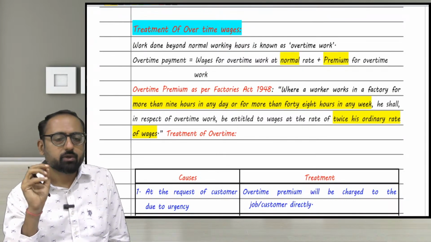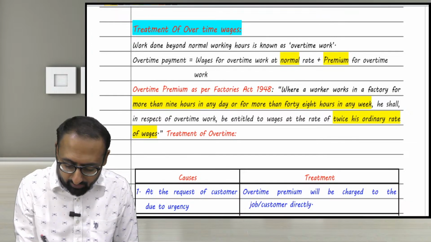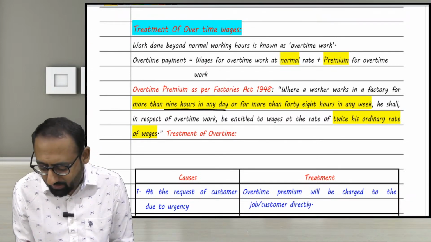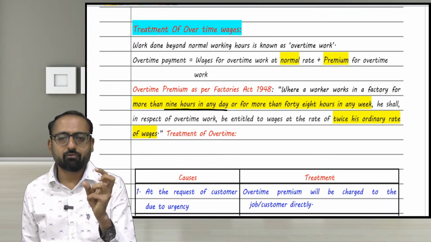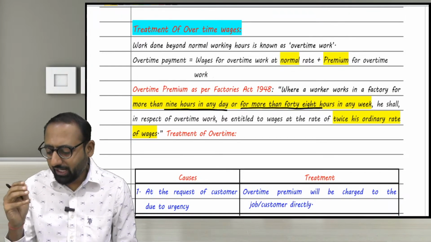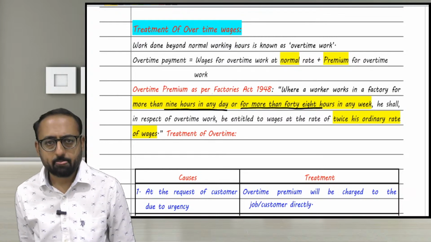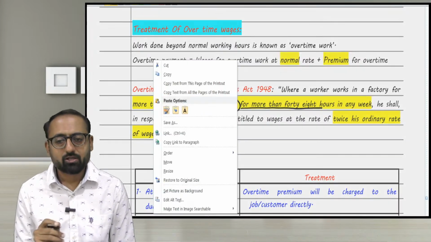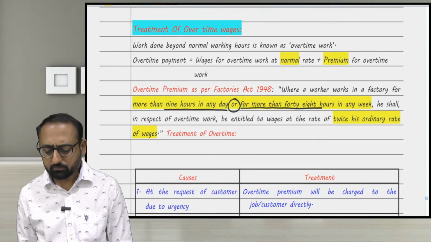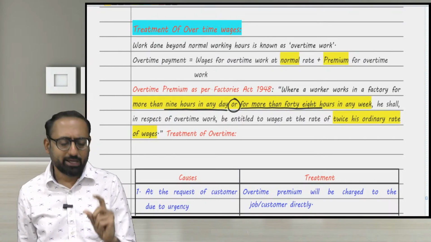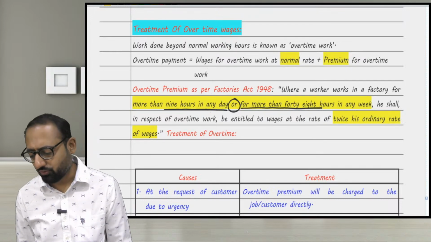I will repeat. If you are working more than 9 hours in one day, or if you are working more than 48 hours in any week, then it will be treated as overtime. Remember, this is not "and"; the word they have used is "or". So if you exceed 9 hours a day or 48 hours in a week, it will be treated as your overtime.